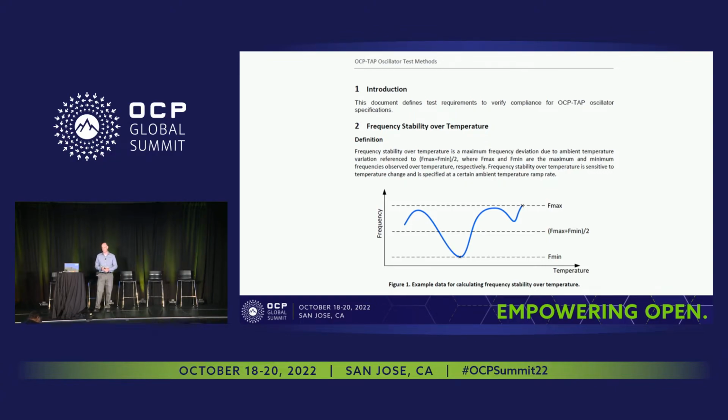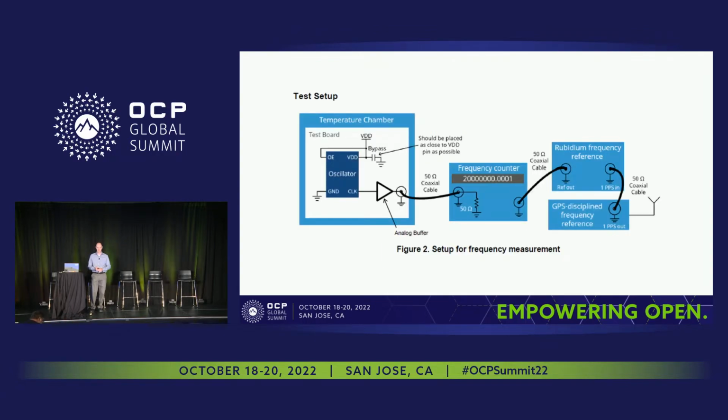So this is just an example of a definition, how we define frequency stability over temperature. It has an equation, Fmax plus Fmin divided by 2, and gives an illustration. And then we have the test setup. In this example, which is part of the informative section, it's illustrating that you want to have your bypass capacitors connected, placed as close to VDD as possible. We recommend using a frequency counter, and this is the way that we recommend to connect it. You're going to require a more accurate reference. So if you're measuring a TCXO or an OCXO, you can use an atomic reference like was shown here for rubidium, and have it disciplined to GPS if necessary.